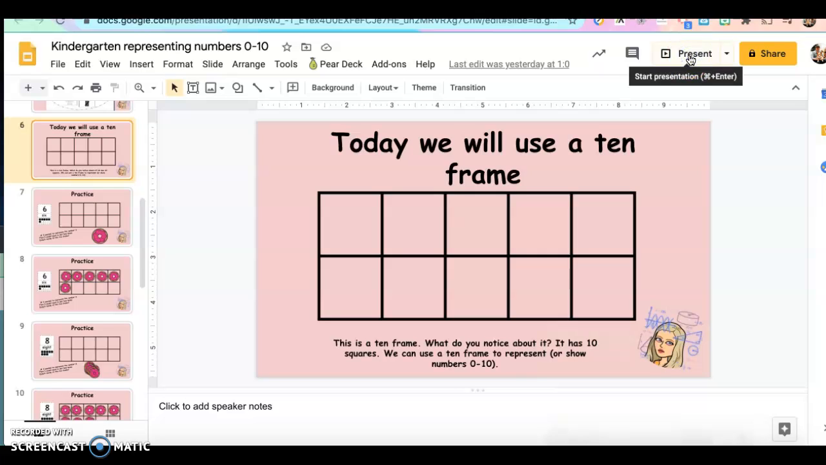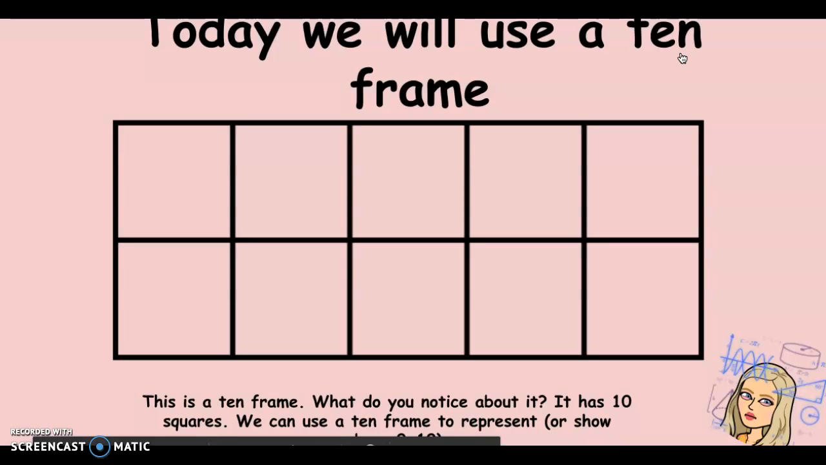All right, friends. We're going to review just a couple of things that we have learned and then going to extend what we learned about using 10 frames. And we're also going to use a 10 frame to make 10. So we're going to practice that. Okay? All right. So let's just review.